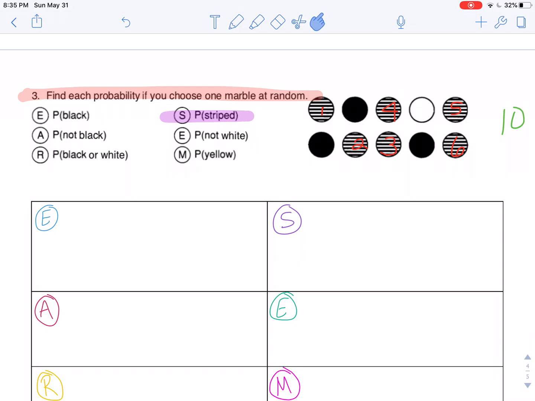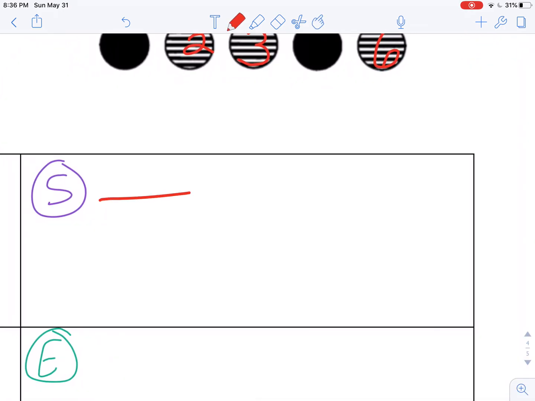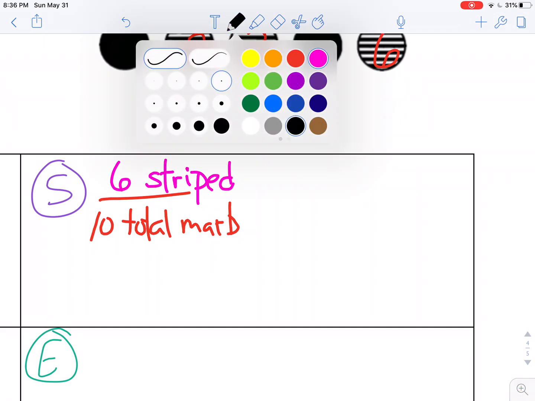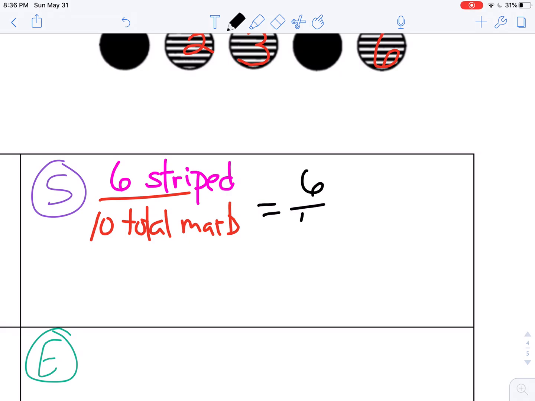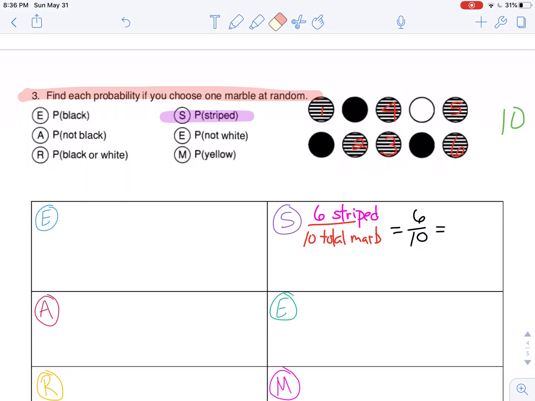Notice that I made these boxes a little bit smaller. So I'm going to go into box S and write 10 total marbles. 6 are striped. Right? So now I would need to write that as a fraction, and then I would need to write it as a simplified fraction. 6/10 is not going to be an acceptable answer. Now, if you choose to number the marbles, you will need to unnumber them when you're done for each problem.